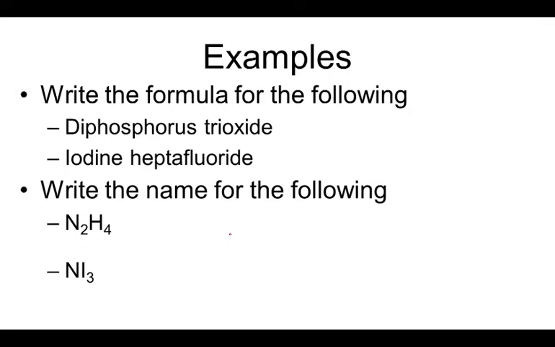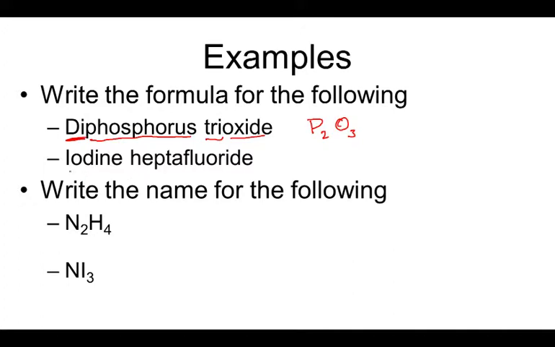All right. Let's do some examples. So we've got diphosphorus trioxide. First recognize what element you're talking about. Well, phosphorus, that's just P. And it says di, so there's two of them, so P2. And then we have oxide, which is O, and tri tells us that there's three of them. Ta-da! P2O3. That's all that is.